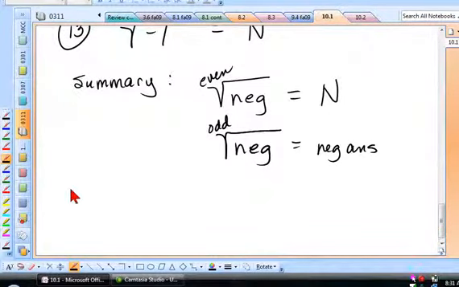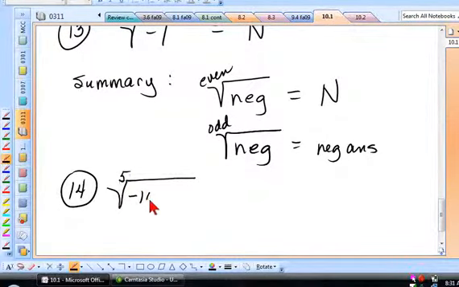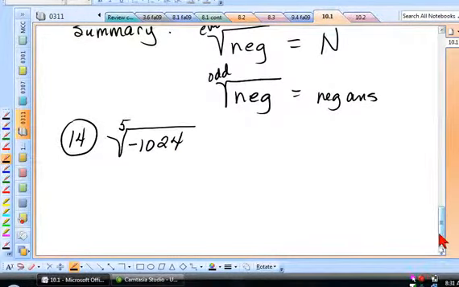All right, let's look at 14. It says, what is the 5th root of negative 1024? Oh, it's got another negative? Yes, it does. Thank you. Okay, so this negative, I'm going to drag along to the answer. Let me make that arrow actually go to it. All right, now, 5th root of negative 1024.